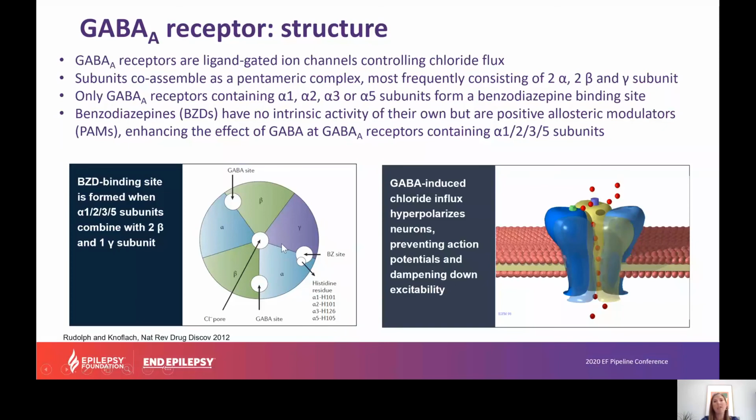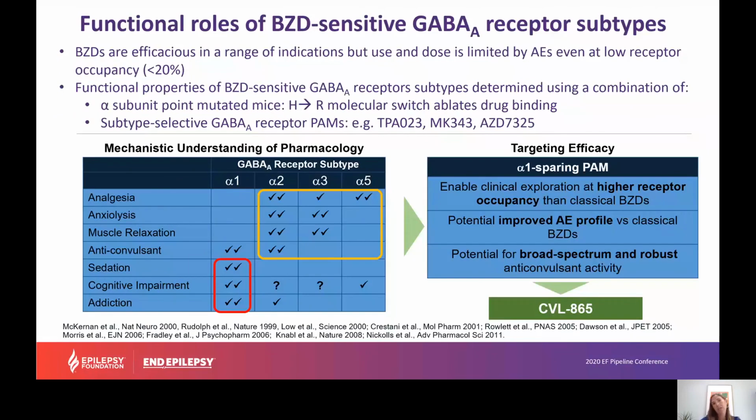Benzodiazepines do not have intrinsic efficacy; however, they are positive allosteric modulators and enhance the effect of GABA non-selectively at those receptors containing either alpha 1, 2, 3, or 5 subunits. This GABA-induced chloride flux hyperpolarizes neurons, prevents action potentials and dampens down neuronal excitability. This makes benzodiazepines efficacious drugs in a range of indications. However, their use and their dose is limited by adverse events, even at low receptor occupancy.